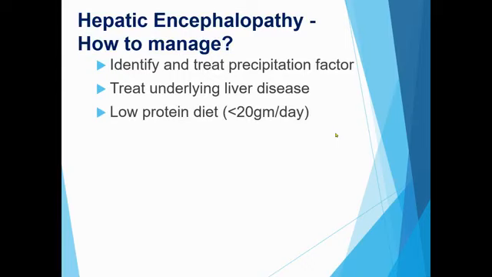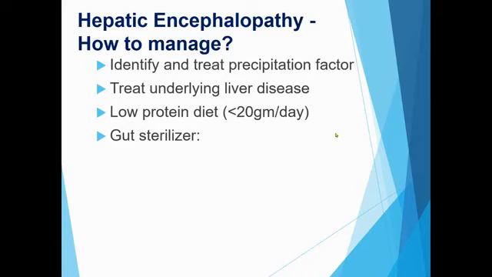Then you give a low protein diet. Why a low protein diet? Because we mentioned that ammonia is produced in our gut due to fermentation of the protein content. So if you give a low protein diet, it will reduce the protein content, reduce the ammonia production, and thereby it will improve the encephalopathy.